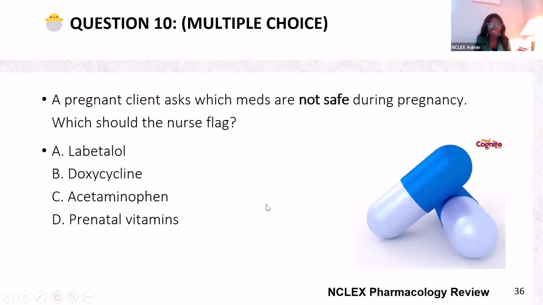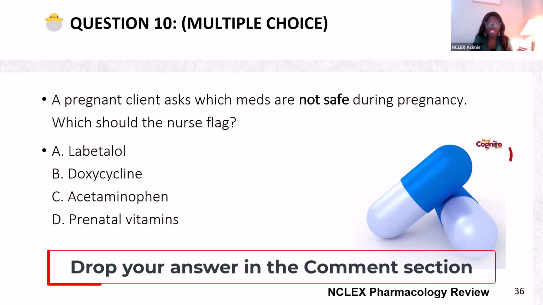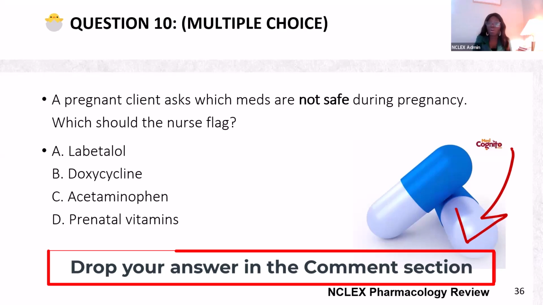Well done, everybody. Let's look at the last question. A client asks, which medication, so you remember I told you that for pregnancy, you should know some pertinent drugs used for pregnant women and what they have to avoid. A pregnant client asks, which medications are not safe during pregnancy? So which should the nurse flag? Which of these drugs? Labetalol, doxycycline, acetaminophen, and prenatal vitamin. Which of these will have an effect on the client's pregnancy? It's not safe.